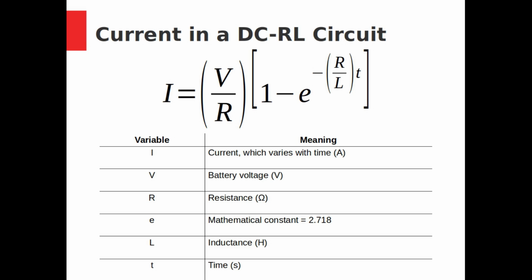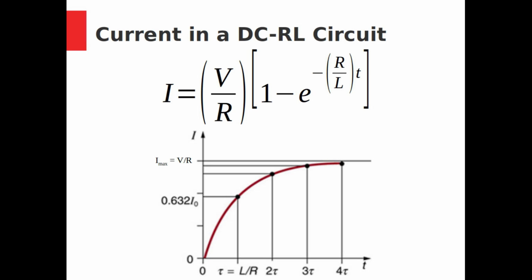E is a mathematical constant like pi. It has a value of 2.718. When we graph this equation, we get a shape like this. The current gradually approaches its maximum value of V over R. The greater the inductance, the longer it takes to reach that value. But the greater the resistance, the less time it takes.